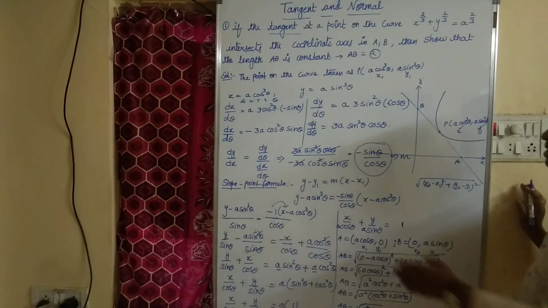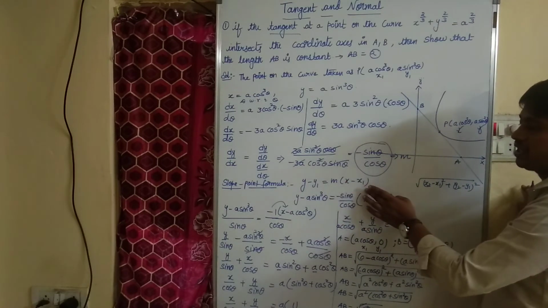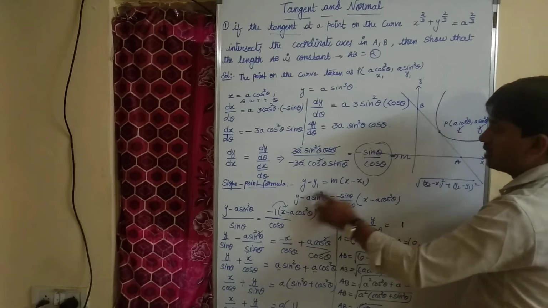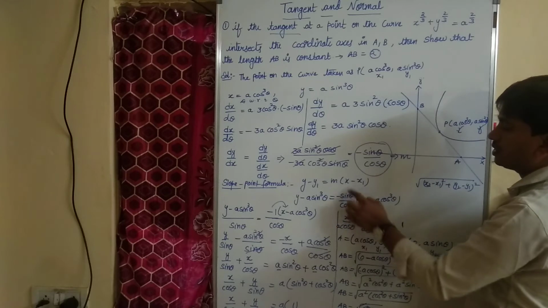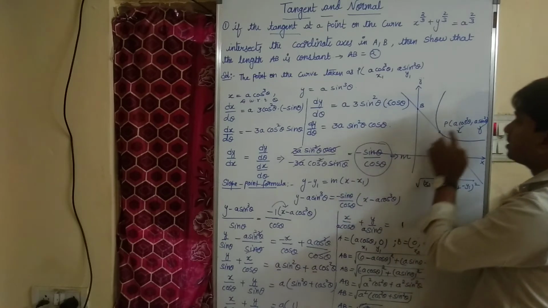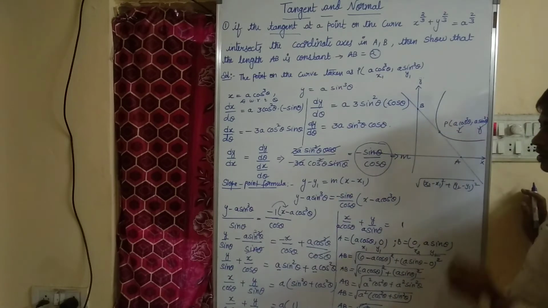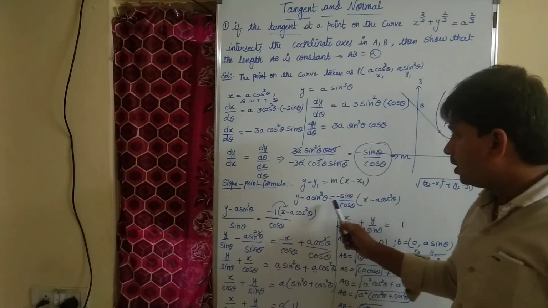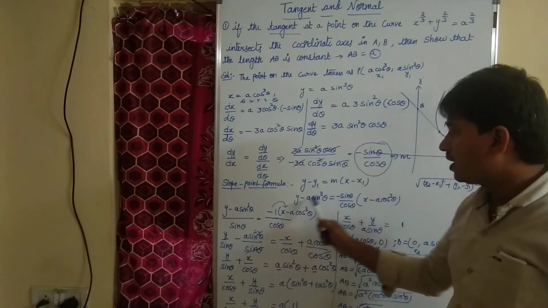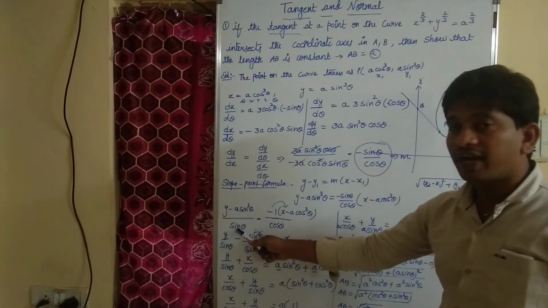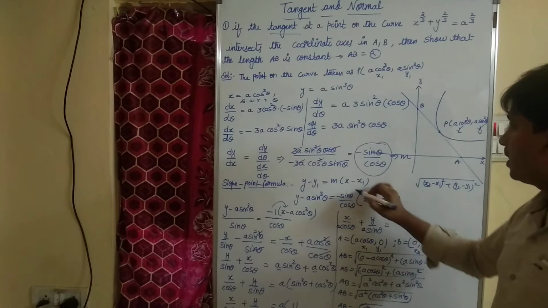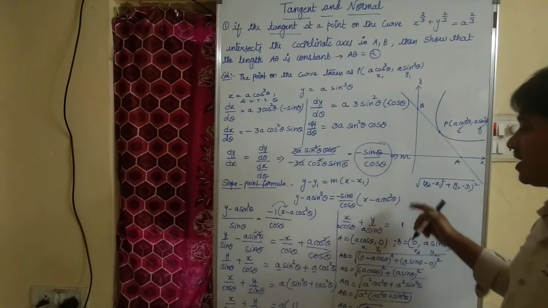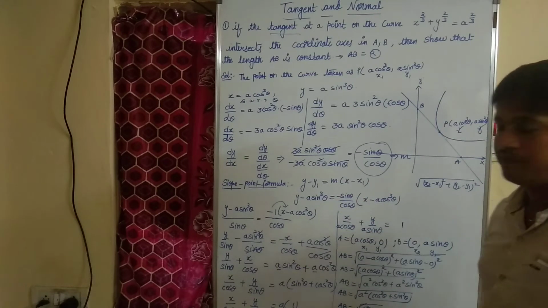Slope point formula is y minus y1 equal to m into x minus x1. Y minus y1 is a sin cube theta, equal to m, which is minus sin theta by cos theta, into x minus x1, which is a cos cube theta. Now what I did: here sin theta is multiplying, if I transpose it towards the left hand side it will divide, equal to minus 1 by minus 1 into x minus a cos cube theta by cos theta.